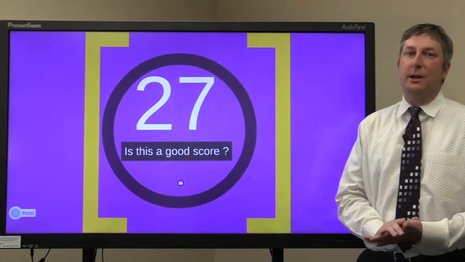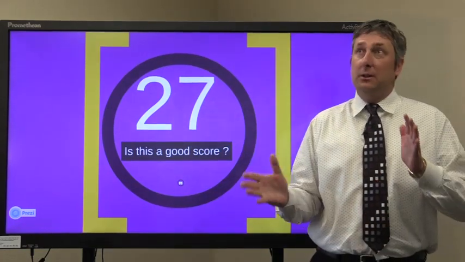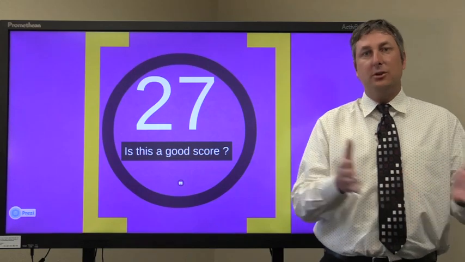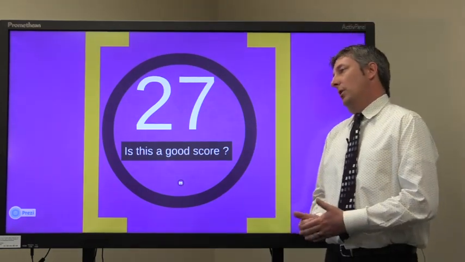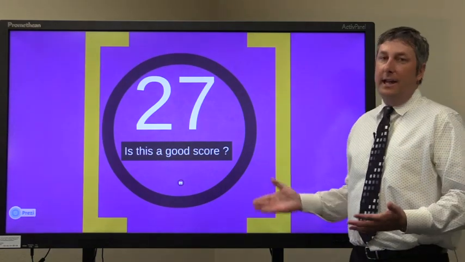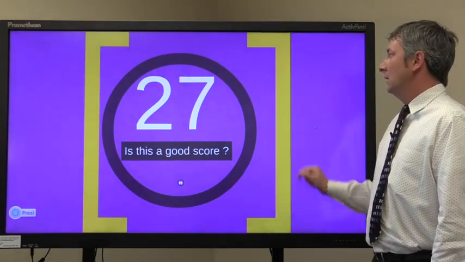So that brings us to the question. This is the primary question of looking at percent proficient versus scale score growth. I've asked people, is 27 a good score? And in order to answer that question, we need a little bit of context. So let's get a little bit of context.